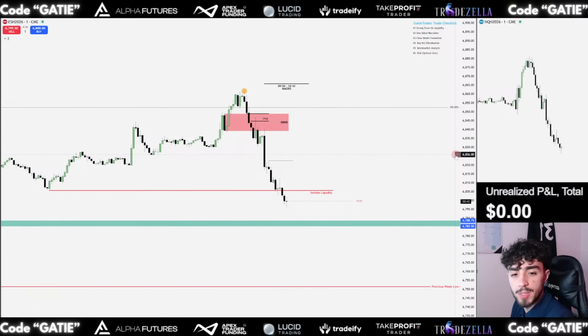Do you have a specific model for PM session or just the same model? I don't, all my models are the same. Okay, it's 10 a.m. now. If we can see a pull higher, that'd be great.